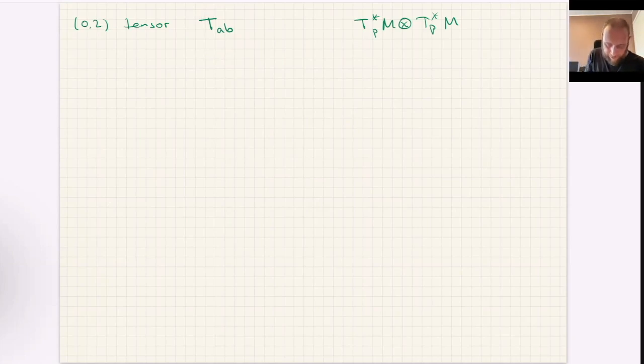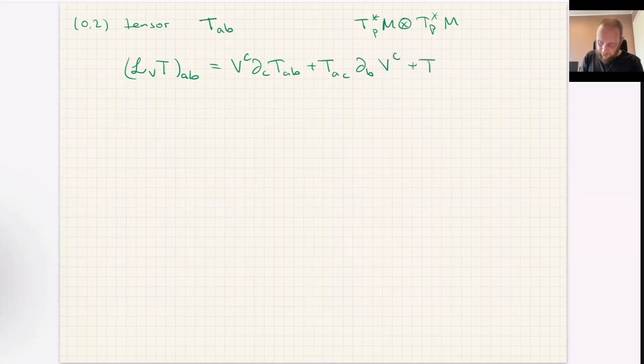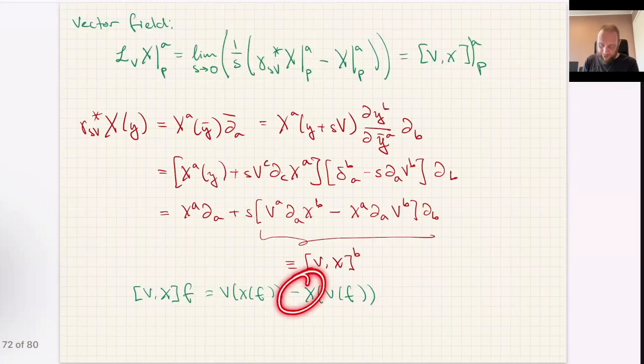If we do this, then the Lie derivative of T, the ab components of that, are going to be given by V^c ∇_c T_ab plus T_ac ∂_b V^c plus T_cb ∂_a V^c. And this follows from exactly the same kind of argument that we did for the vector field, but I just wanted to write this down so we have it. The big difference is the plus appearing here instead of the minus that appeared here for the vector fields. This is because we have a dual vector, or a dual tensor rather than a tangent vector.